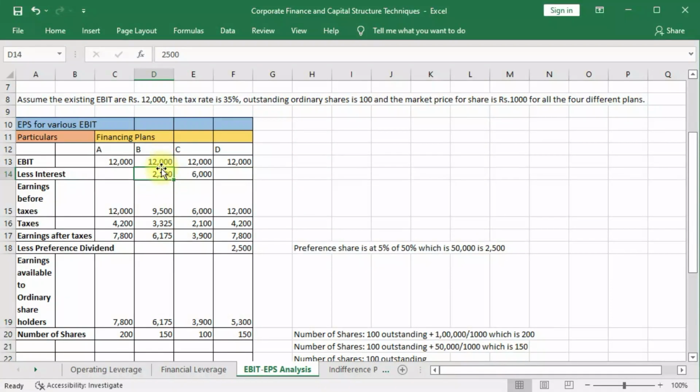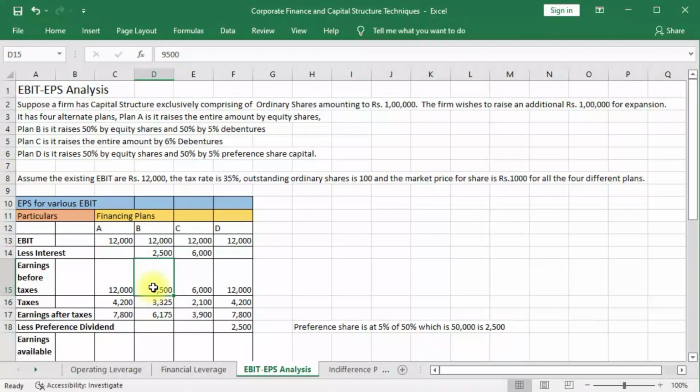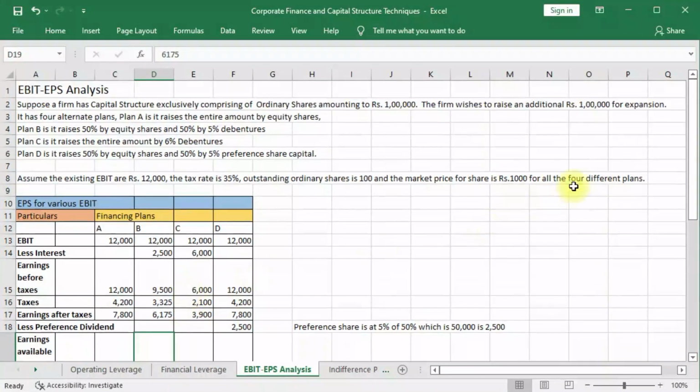So we deduct that from EBIT. Then we get 9,500. There is 35% tax on 9,500, which makes the tax amount 3,325, which means the earnings after tax is 6,175. Now, what is the earnings available to ordinary shareholders? It is 6,175. Now, what about the number of shares?